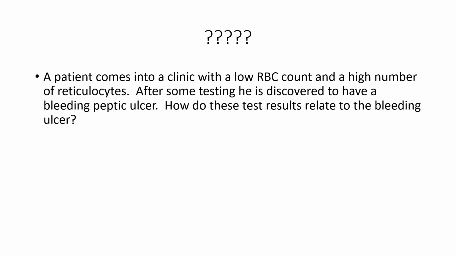Next one. Patient comes into a clinic with a low red blood cell count, so low hematocrit. And in that same blood test, they see a high number of reticulocytes. Well, what are reticulocytes? Reticulocytes are those immature erythrocytes. After some testing, he is discovered to have a bleeding peptic ulcer, a bleeding stomach ulcer. How do these test results relate to a bleeding ulcer?